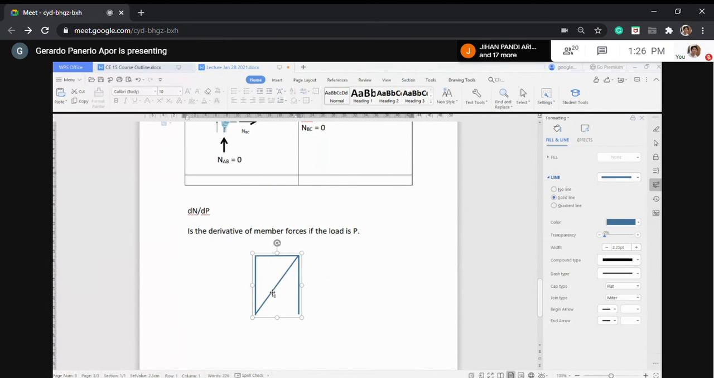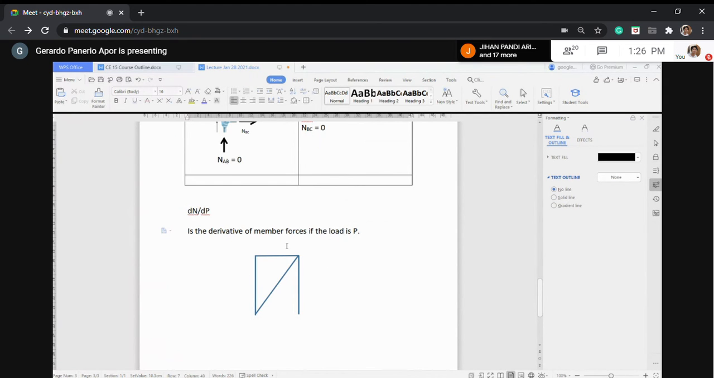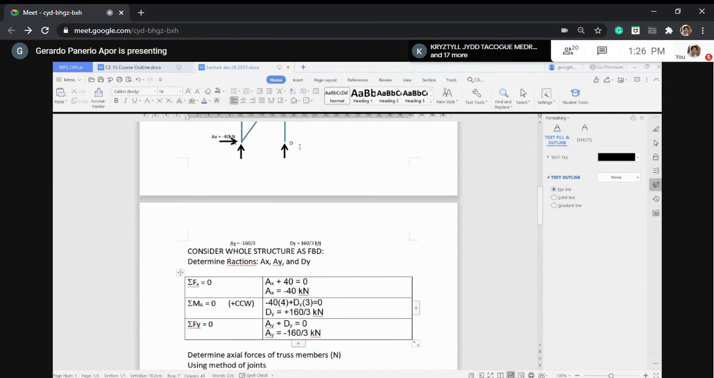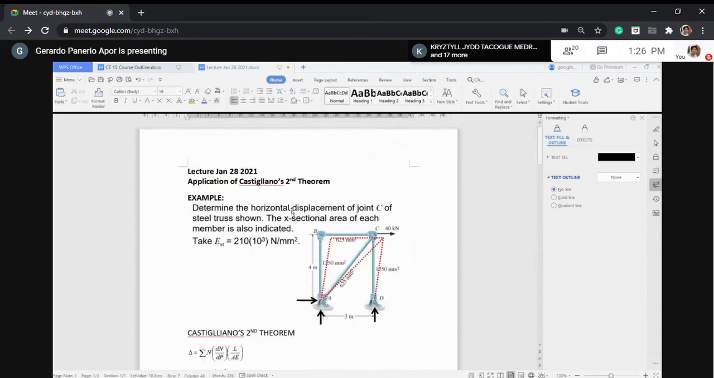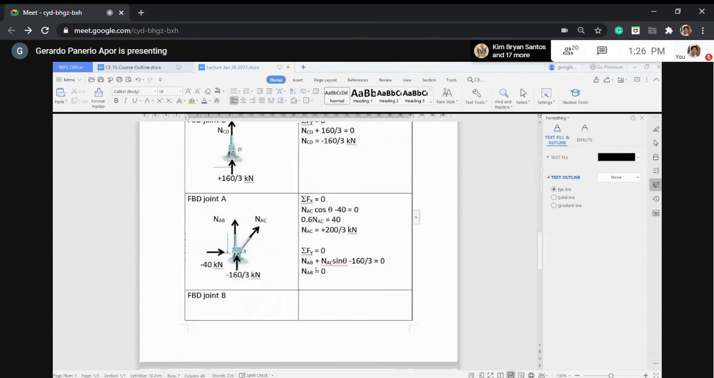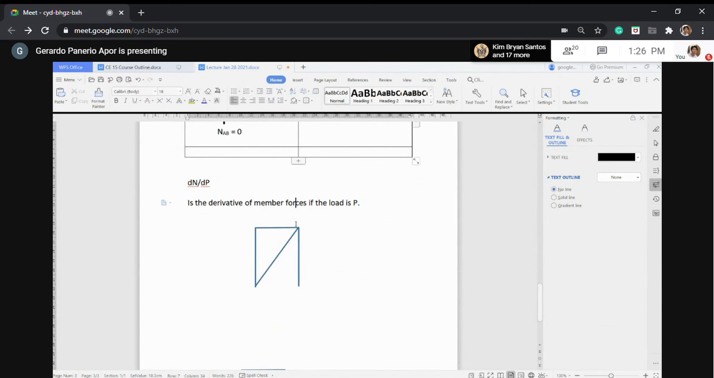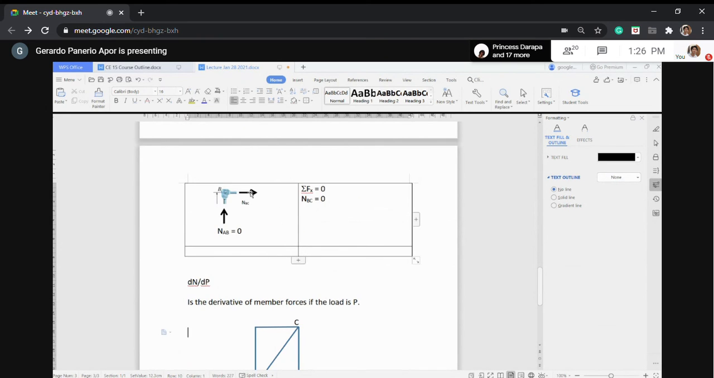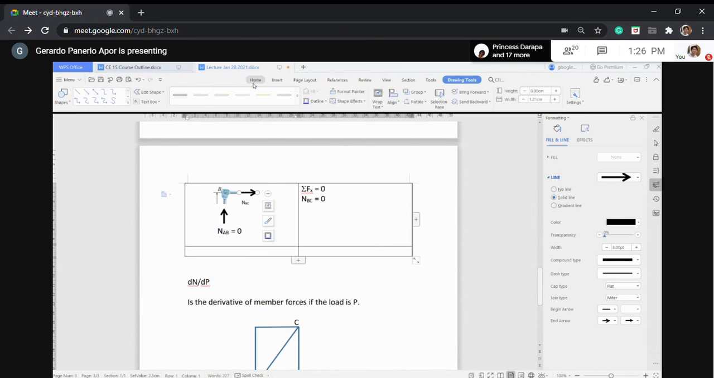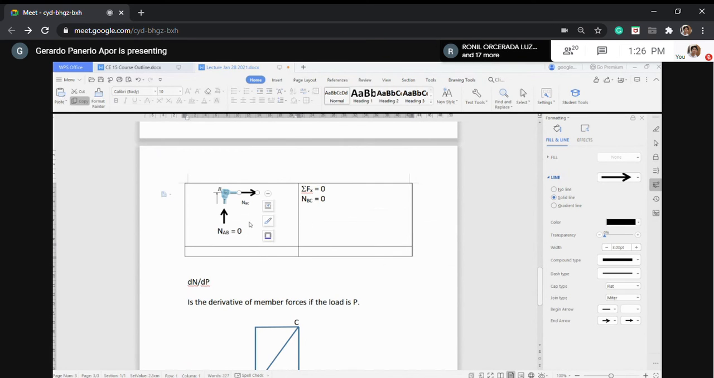Because you are interested in determining the horizontal displacement of joint C, you want to know that. What you will do is apply P horizontally at C. So at C, you apply a horizontal force P, horizontal because that is the displacement you want, not vertical.